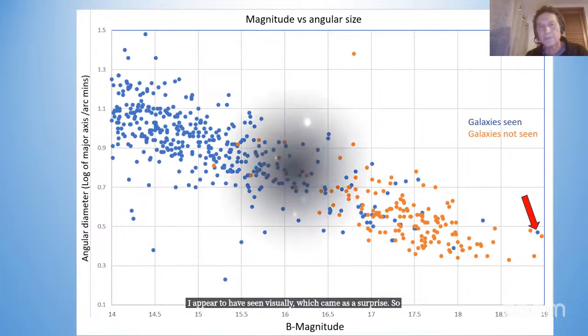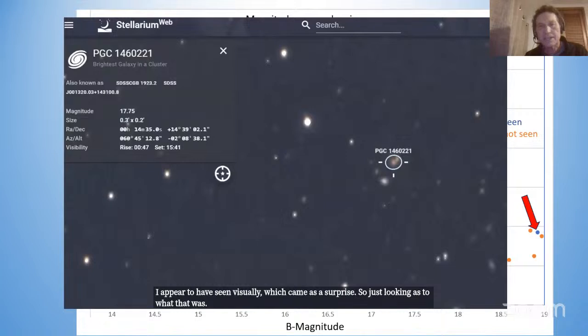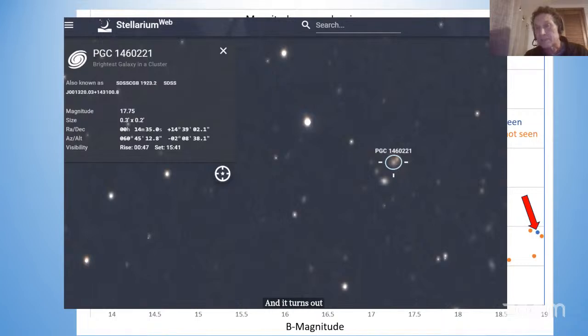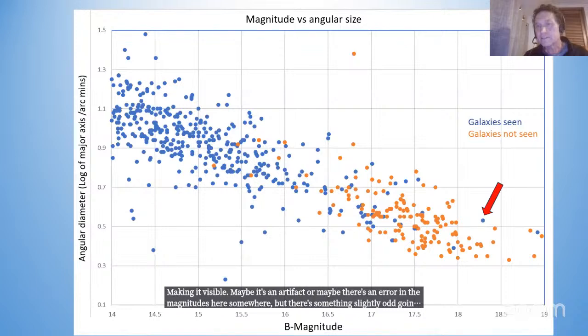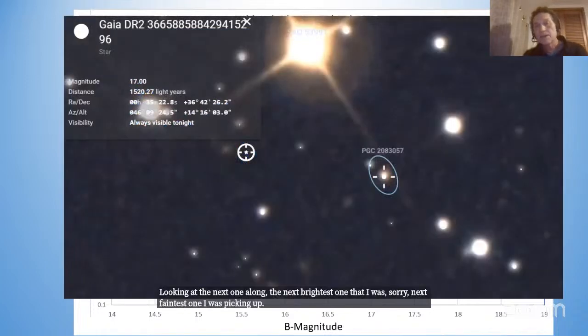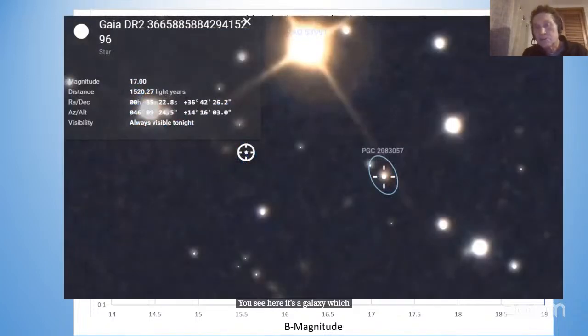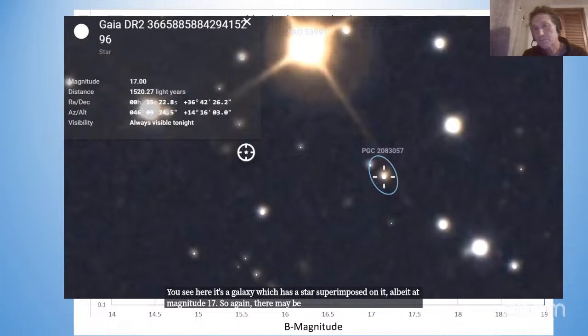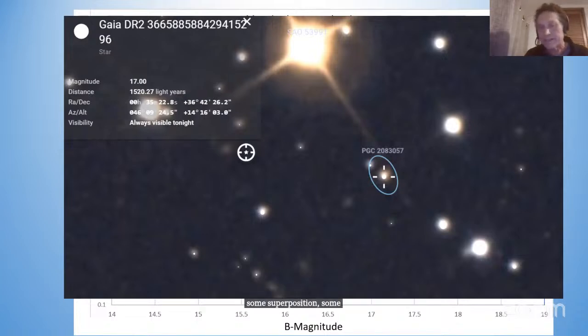Looking at what that was, this is a PGC galaxy, I think in Gemini in this case. And it turns out it's not a single galaxy, it's one in a small cluster. So potentially I'm picking up the combined light of all of them, making it visible. Maybe it's an artifact, or maybe there's an error in the magnitudes here somewhere, but there's something slightly odd going on. Looking at the next faintest one that I was picking up, you see here it's a galaxy which has a star superimposed on it, albeit at magnitude 17.